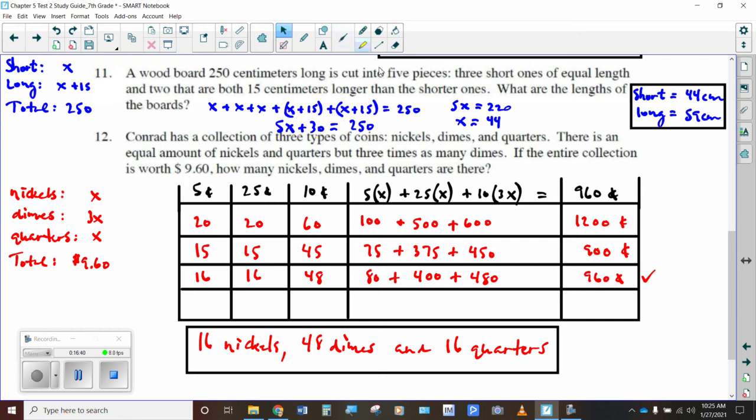And then once we know that that is correct, then we're going to declare the number of nickels, the number of quarters, and the number of dimes. And then you've got your final answer.